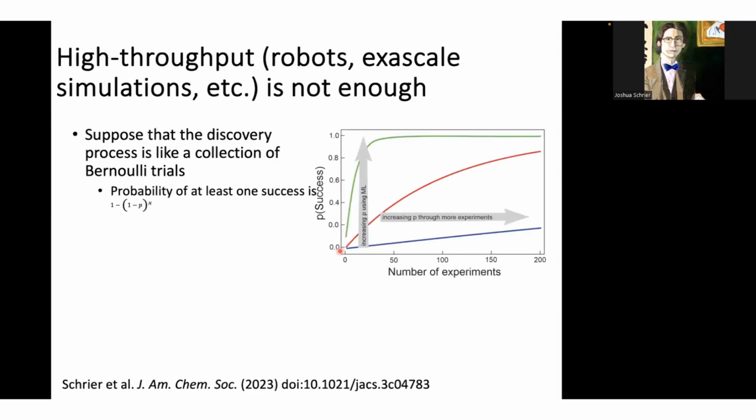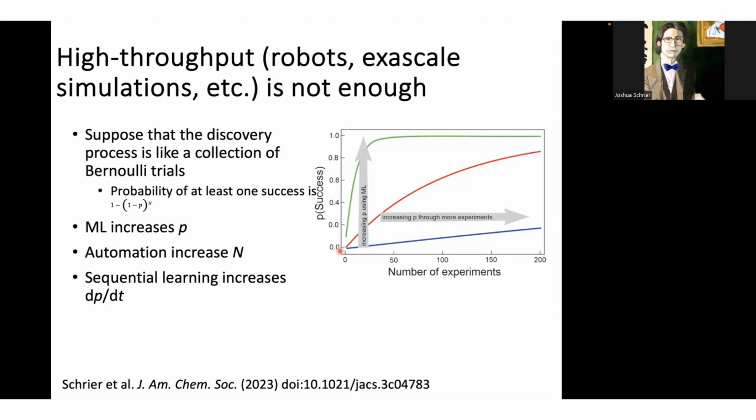I also spent the first part of the talk telling you about how robots help us, and it turns out that just brute forcing things is probably not enough for problems like this. You can think about this as a collection of Bernoulli trials, so there's some very small probability of success. Certainly you could use automation, whether of things in the lab or computations, to increase N. Maybe machine learning helps you increase P. Sequential learning approaches like active learning maybe change dp/dt. But essentially you can come to the conclusion that just brute forcing the problem isn't going to get you where you need to be, right?